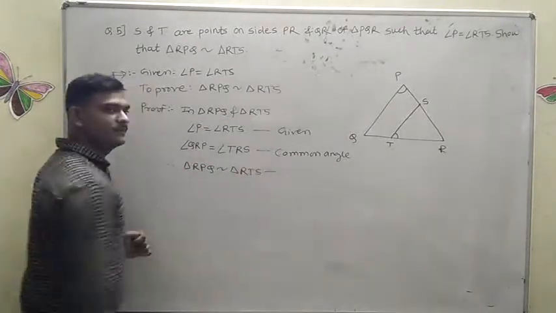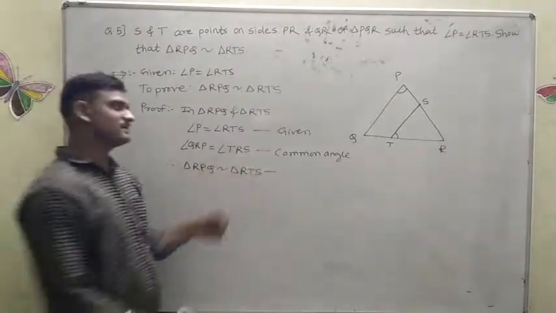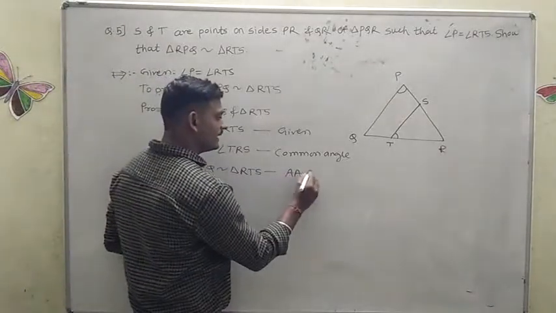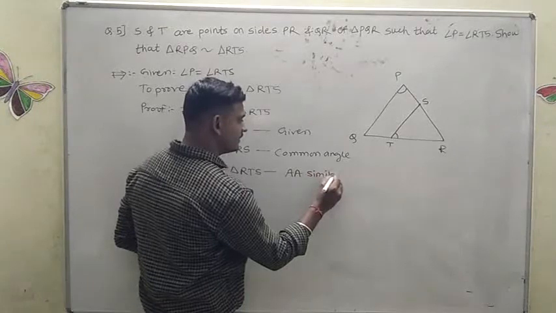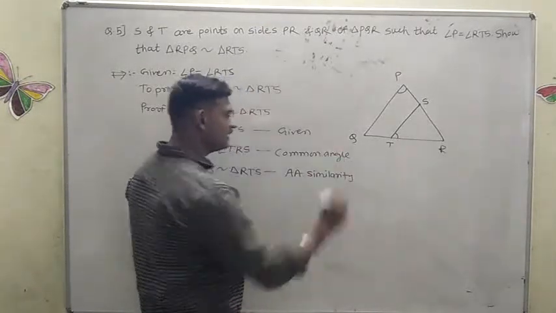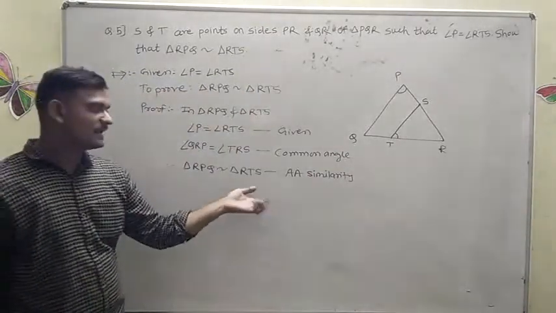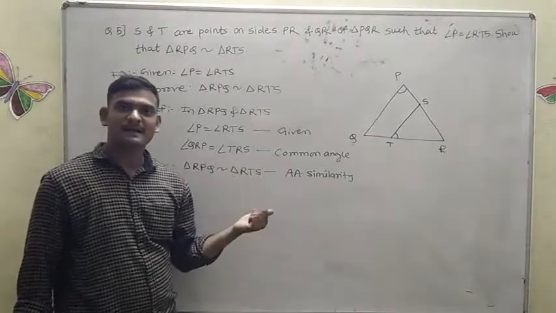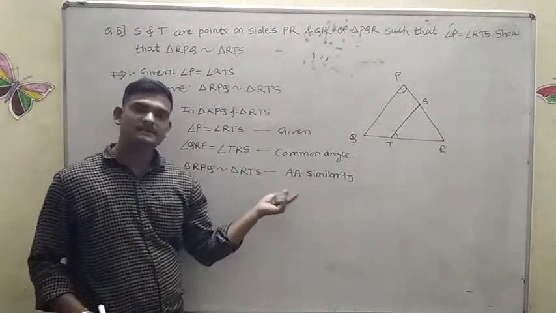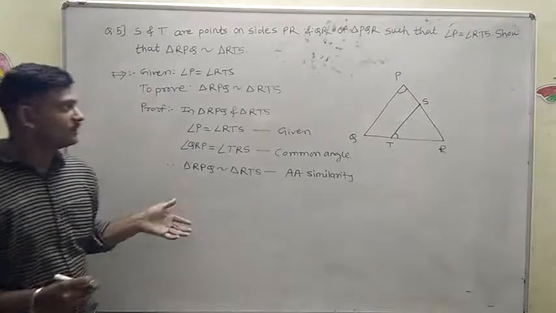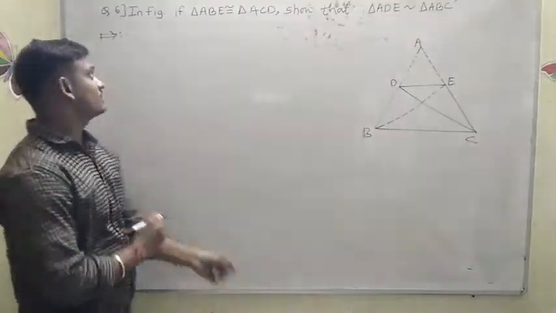By which rule? By AA similarity criteria. By AA similarity we can say this, because we know that triple A similar criteria is also known as AA similar criteria. Copy down this. Now we will see question number 6.